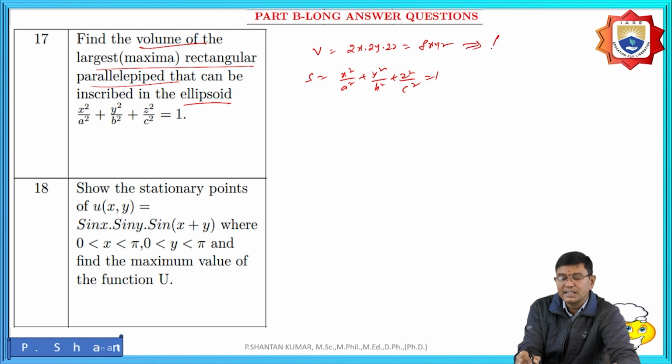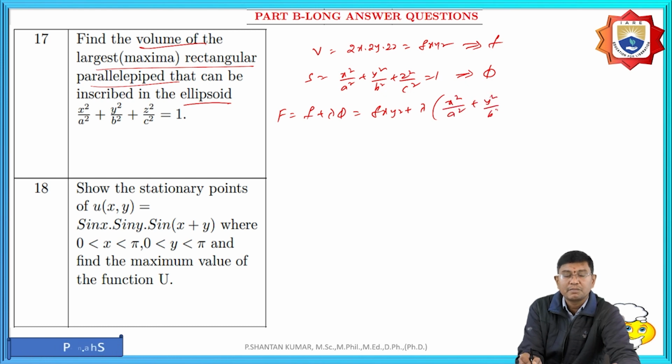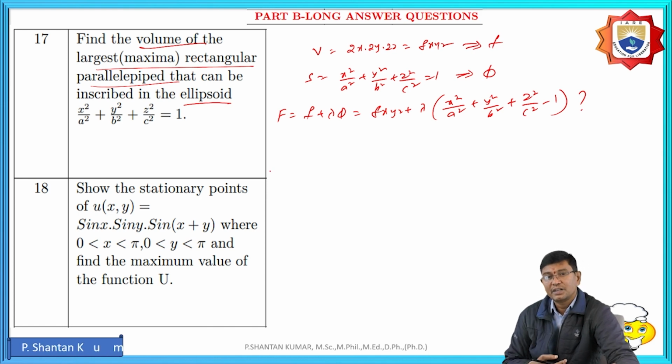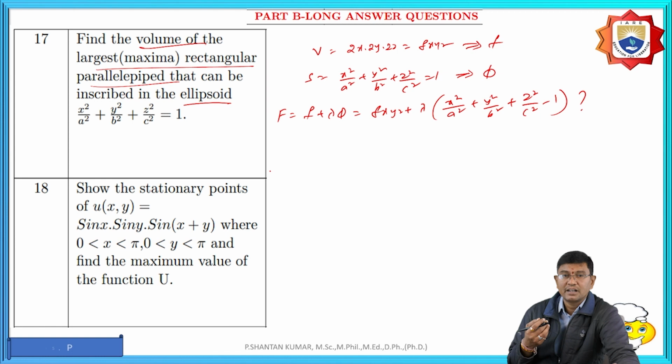It is assumed that f is the volume, and the constraint is phi. That is, F is f plus lambda phi, which is 8xyz plus lambda into x square by a square plus y square by b square plus z square by c square minus 1. Find the solutions with respect to Fx, Fy, Fz, and eliminate lambda, and find x comma y comma z, and replace them in the volume of the rectangular parallelepiped.